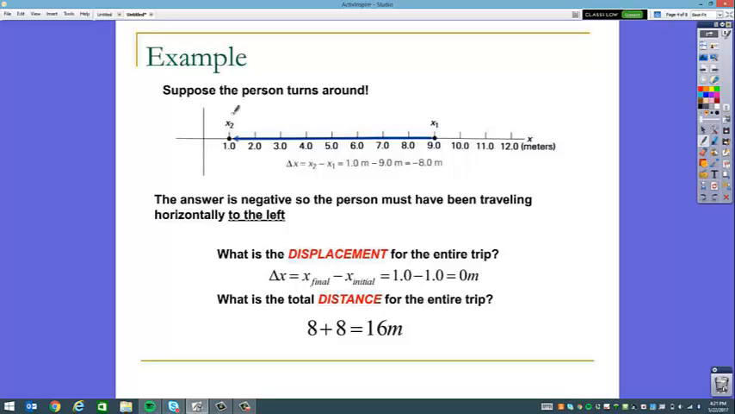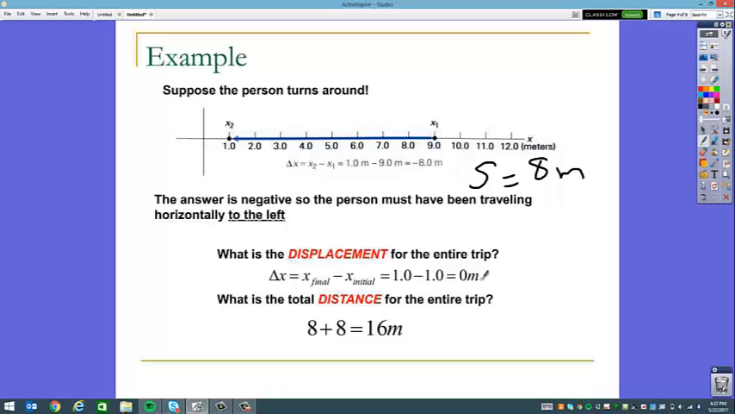Okay, since we don't take into account that directionality. So your distance for that trip, if you wanted to put that on there, S would be 8 meters. If you're looking for your displacement for the entire trip, you started at 1 meter, you ended at 1 meter. So final minus initial, 1 minus 1 would give you 0, so your displacement is 0.